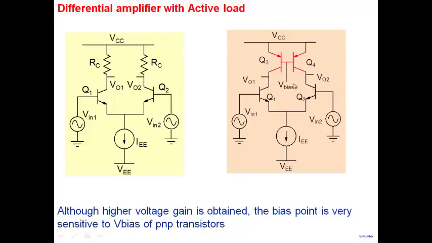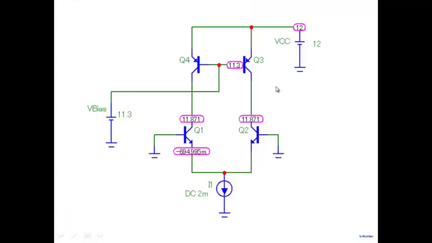One is I need to generate V bias, so I need a separate circuit to generate V bias. The other thing is that in the whole circuit, invariably one or the other transistor will go into saturation region, or even if it doesn't go into saturation region, the whole circuit is extremely sensitive to V bias or to VCC. Extremely sensitive. I'll just show it to you in a minute here. Look at this result.